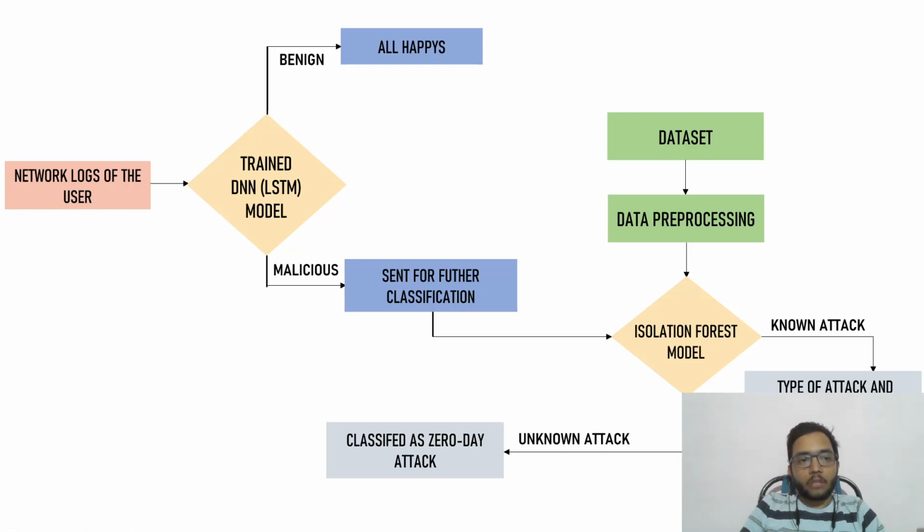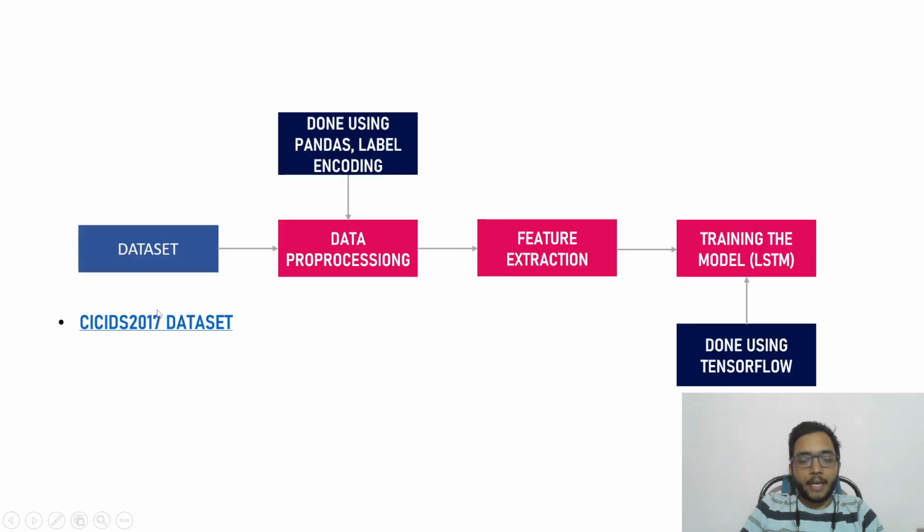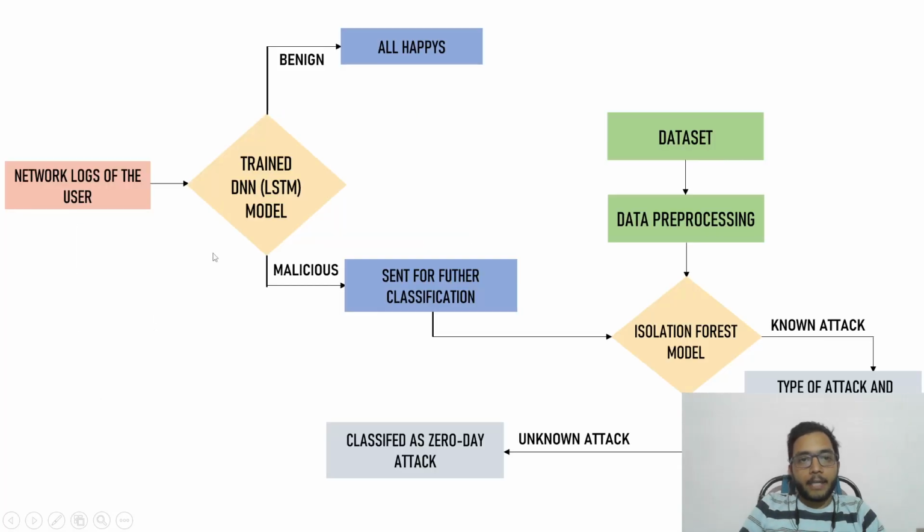We'll take the network logs of the user and give them to the trained LSTM model, which we trained in the last slide, and it will classify it as benign or malicious. If it's benign, then all happy. If it's malicious, then we'll send the logs to the isolation forest model. Here, isolation forest detects anomalies like the outliers.